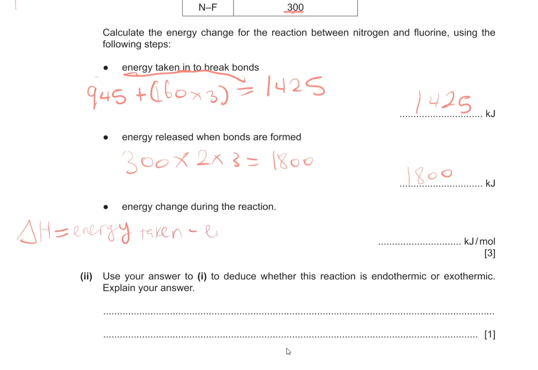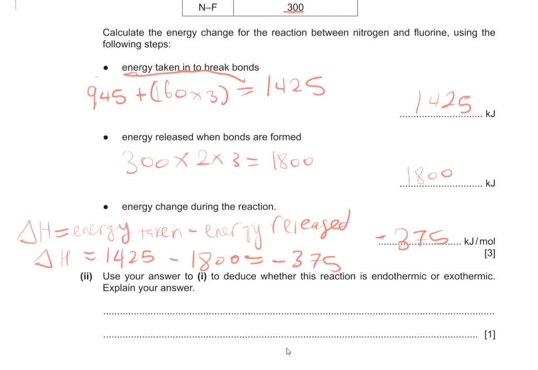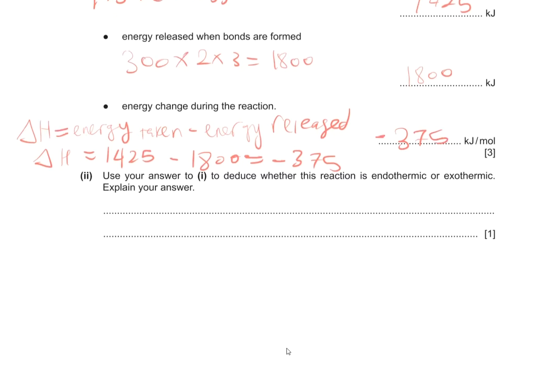Now to calculate the energy change, the energy change is equal to energy taken in minus energy released, so that is equal to 1425 minus 1800, and that gives us negative 375 kilojoules, so negative 375 kilojoules per mole.